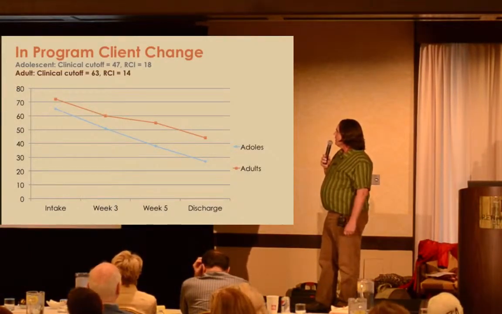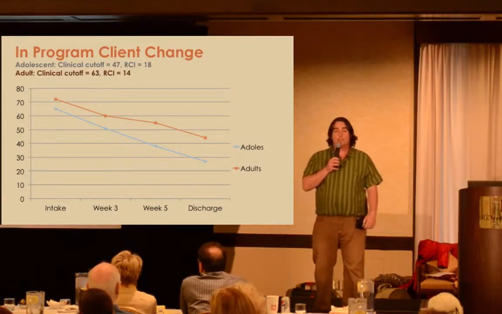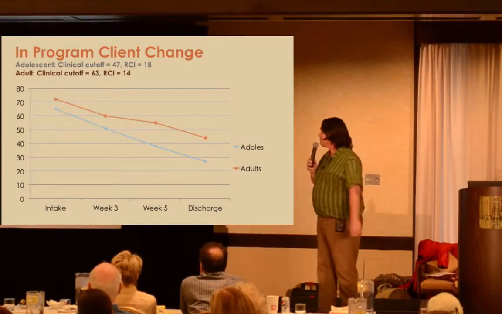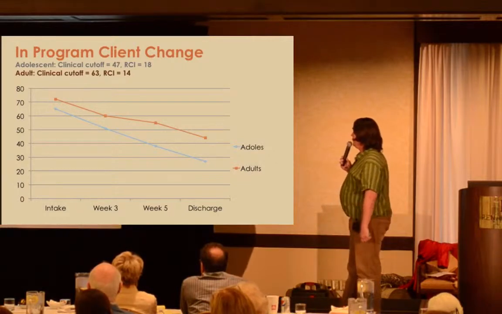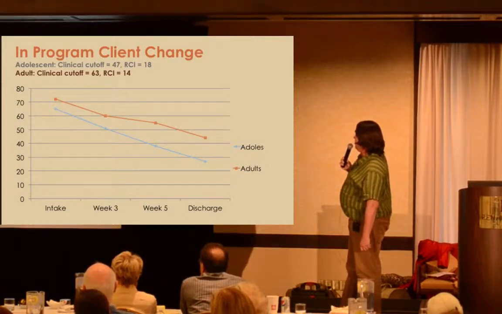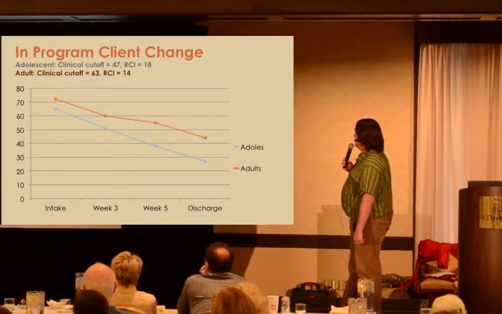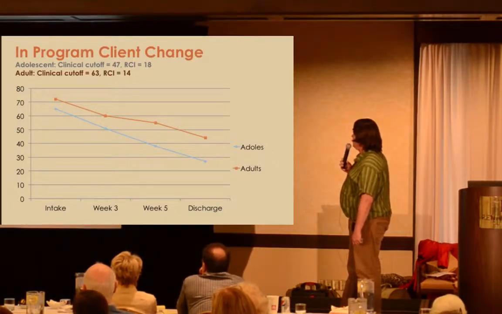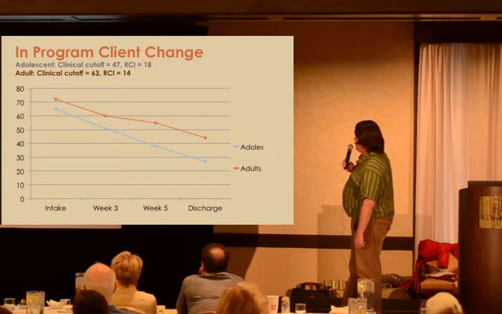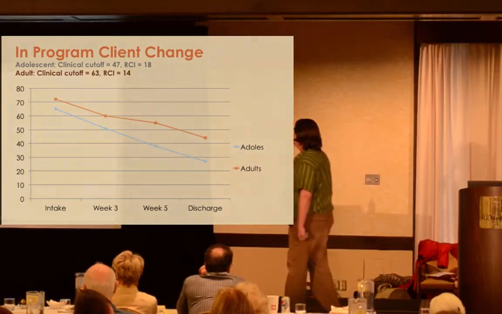So, the clinical cutoff as far as moving into what we call the community sample or the normal range, as you see there for adolescents, is 47. And so you can see, they come in, the adolescent measure, let me make sure I'm reading this right. Yeah, so 60 something there with the blue line or whatever color that is. And then dropping down ultimately below, where are we at here? Yeah, 28 at discharge. So we see improvement.